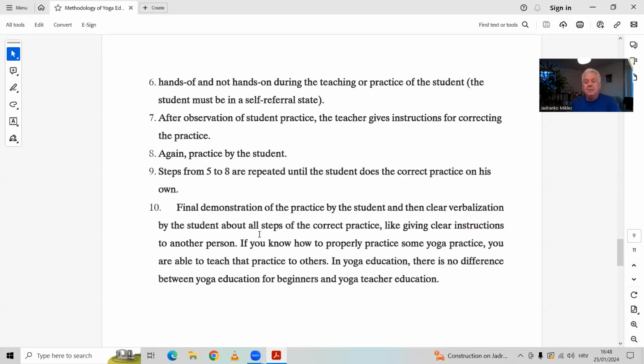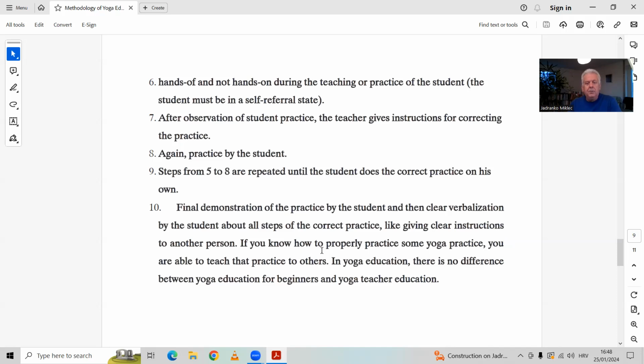So, at the end, the 10th step is the final demonstration of the practice by the student. And then after that, the student needs to give a very clear verbalization about all steps of the correct practice, like giving clear instructions to another person. The student needs to say, this practice is done this way, speaking very clearly step by step, because the verbalization is confirmation of your understanding and correctness of your practice.